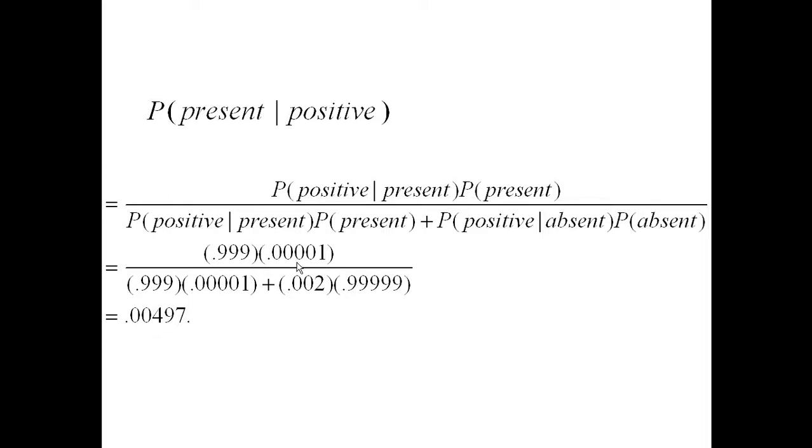This is the true positive rate. This is the prior probability: 1 out of 100,000 men in this state who take the test to get married have HIV. This is the same number as that. False positive rate. All right. And this, out of every 1,000 people who don't have HIV, 2 will still test positive. And this is the prior probability of not having HIV. This number comes out to be 0.005 approximately.